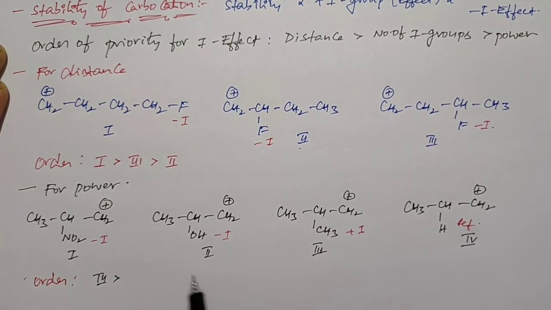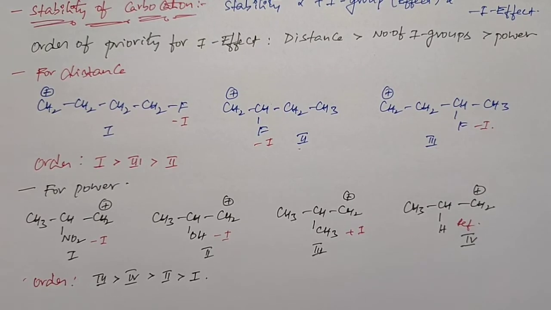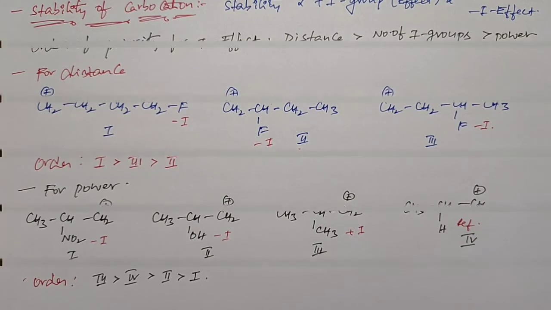After the third one, the fourth one, due to the absence of minus I groups. The first and second both have minus I groups. In that, NO2 has more minus I power, so it is least stable. Next means the second structure, and last means the first structure. So if you see the order, 3 is more stable than 4, 4 is more stable than 2, 2 is more stable than 1. So this is the order of stability of the given carbocations. And next example I just give based on the number of I groups.